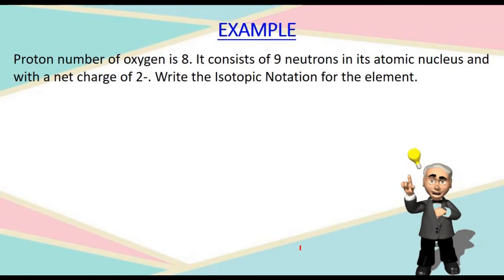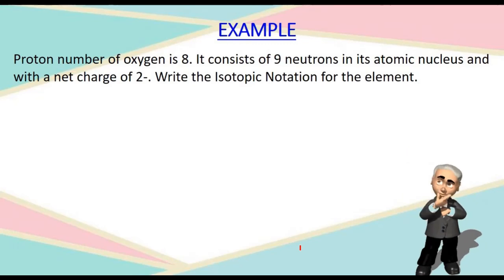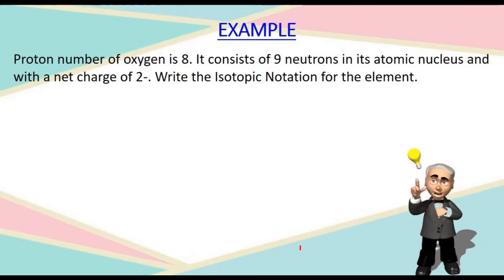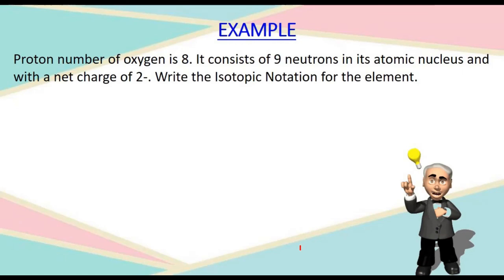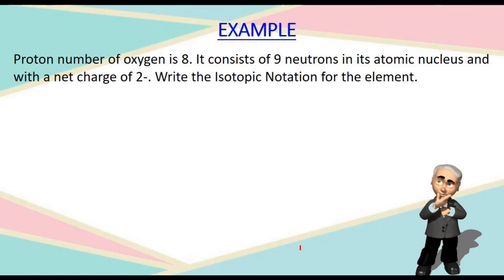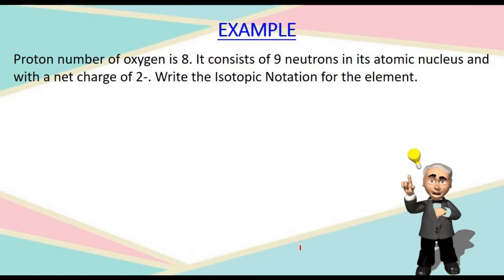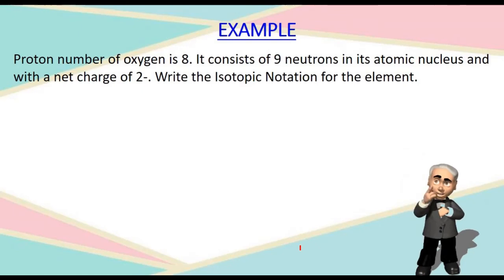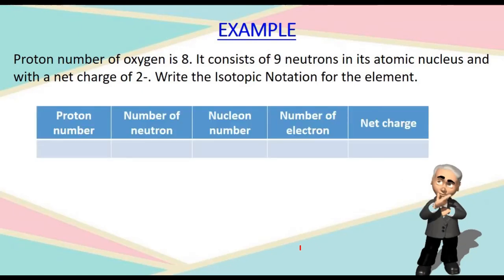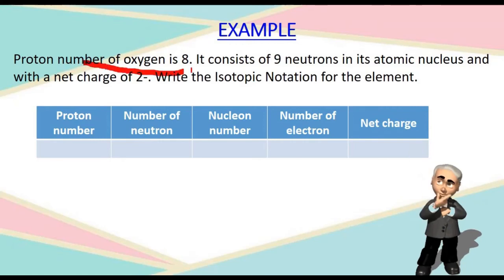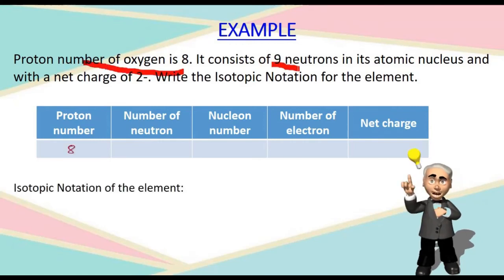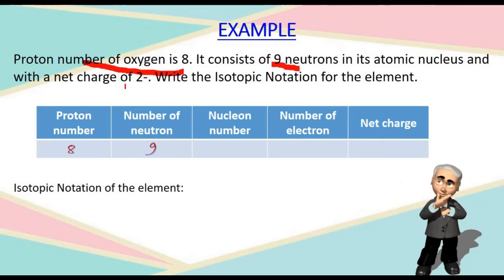Second example, proton number of oxygen is 8. It consists of 9 neutrons in its atomic nucleus and with a net charge of 2 negative. Write the isotopic notation for the element. To write the isotopic notation, first we need to find out its subatomic particles. In the question given, the proton number of oxygen is 8, 9 neutrons, and the net charge of 2 negative.